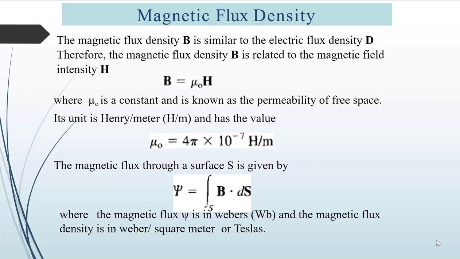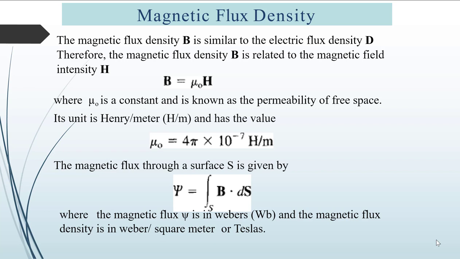of the free space. Magnetic flux density is the number of magnetic flux lines passing through a unit cross sectional area in meter square. And now the unit of mu naught is Henry per meter, and mu naught has the value 4 pi into 10 raised to minus 7 Henry per meter.